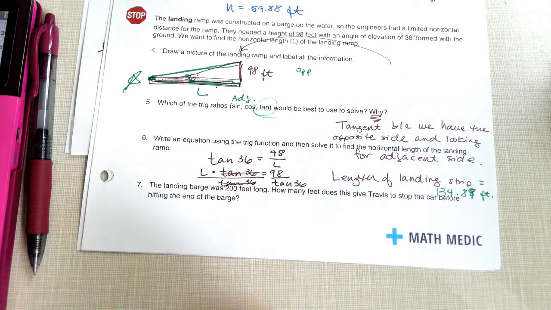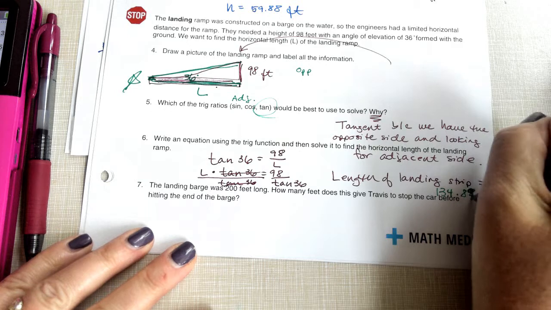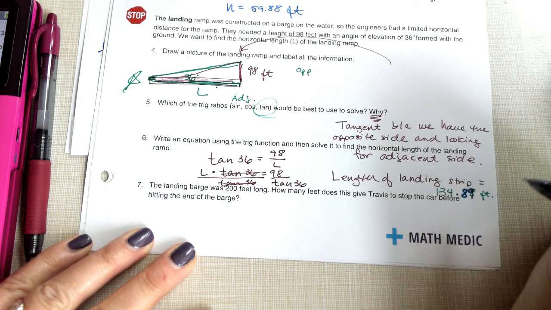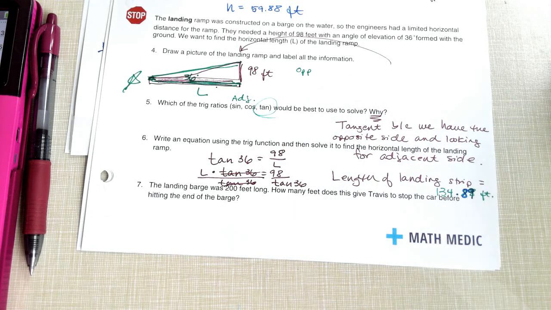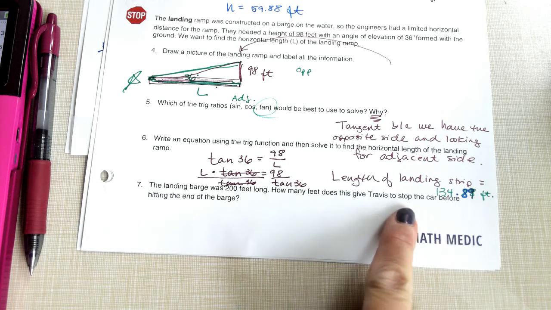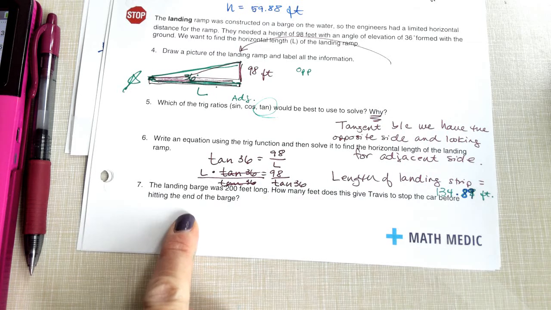I think last year I rounded this to the nearest tenth, but whatever, I'm in it now. Okay, the landing barge was 200 feet long. How many feet does this give Travis to stop the car before hitting the end of the barge?